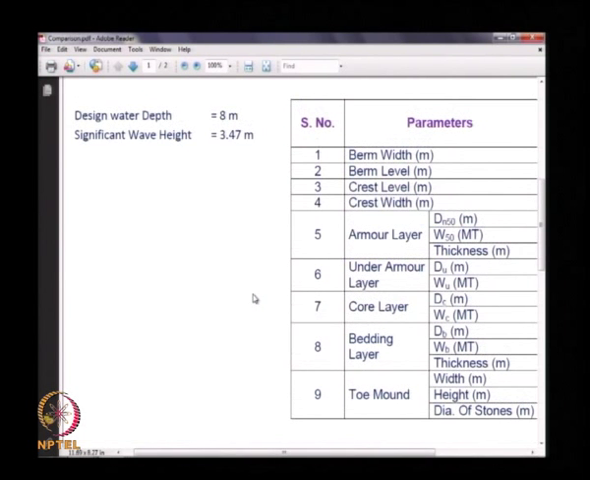This is for a design water depth of 8 meter and significant wave height of 3.47 meter. Similarly, you can get for different water depth and different wave height. Any doubts in this?